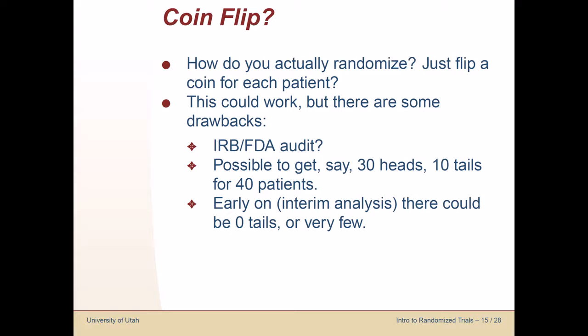Plus, if you're flipping a coin, it is possible to get, say, 30 heads and 10 tails out of 40 tries, which means you're not assigning as many patients to one group as to the other group, and things can get a little bit difficult in that scenario. And when you start looking at data early on, there could really be problems like nobody has been assigned to one of the groups, or very few patients. So that complicates the interim analysis.